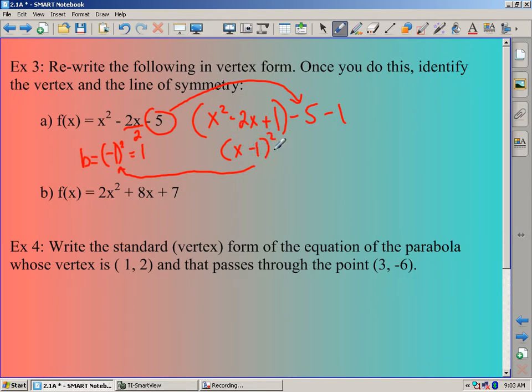To get my final function, if I combine my negative 5 and negative 1, I'll get negative 6 there. Now you can see I have this in vertex form. In vertex form, my vertex is the opposite of what I see on the inside for my x and exactly what I see on the outside for my y. So there's my vertex, and then the axis of symmetry, or line of symmetry, is my x value in my vertex, and so that would be x equals 1.